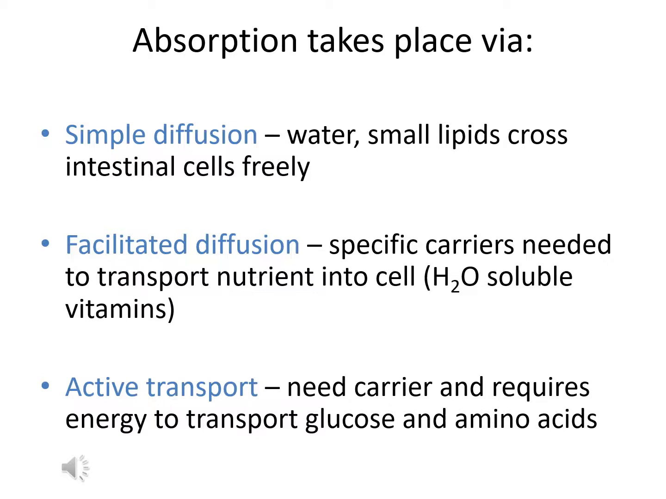The third method is known as active transport, which is more complicated. Besides needing a specific carrier to take the nutrient across, it also requires energy. And the nutrients which require active transport include both glucose as well as amino acids.